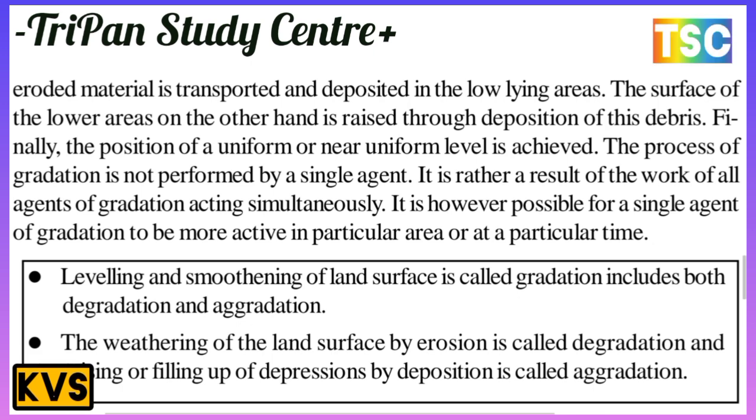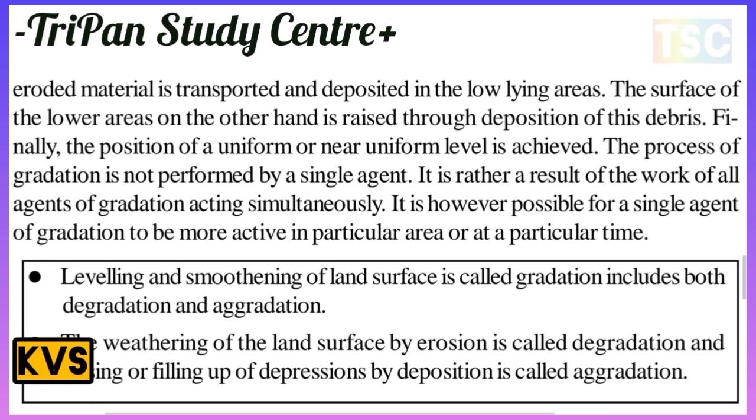One important point here: the leveling and smoothening of the land surface, called gradation, includes both degradation and aggradation. This is a most important short point. The leveling and smoothening of the land surface is called gradation. There are two types, degradation and aggradation. The wearing down of the land surface by erosion is called degradation, and the raising or filling up of depressions by deposition is called aggradation. This is the most important.